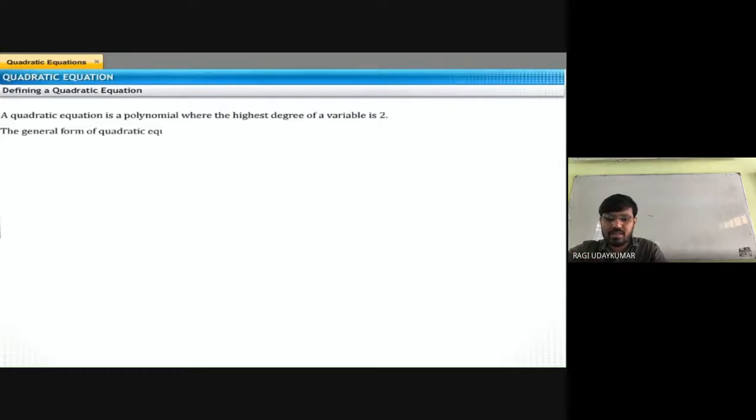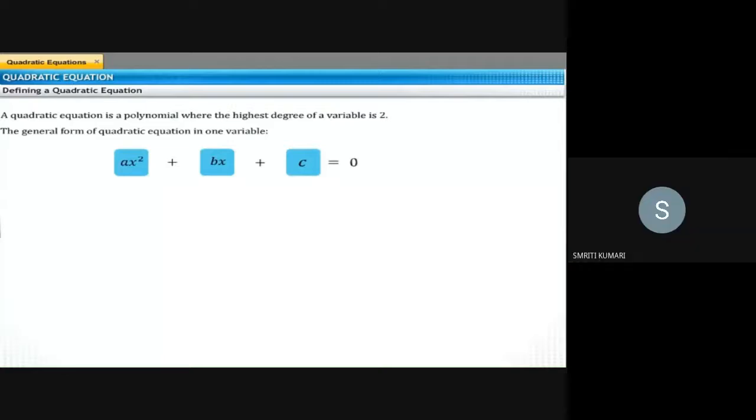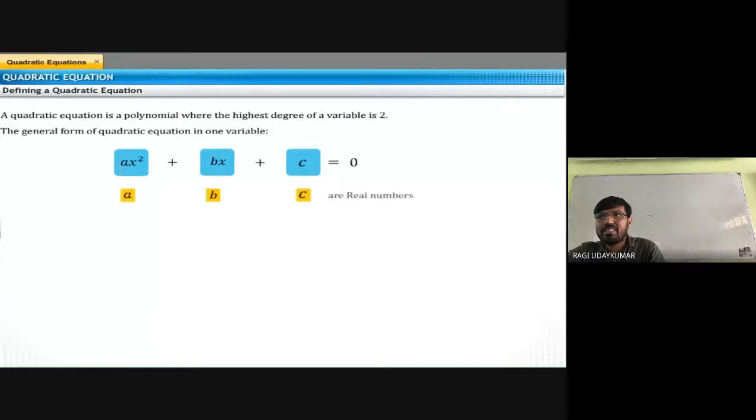Please do remember this. So the general form of the quadratic equation in one variable is ax square plus bx plus c equal to 0. And there will be a condition. What condition can anyone say? A must not be equal to 0. A, B, C are real numbers. These three should be real numbers and A should not be 0. This condition you need to mention compulsorily here.